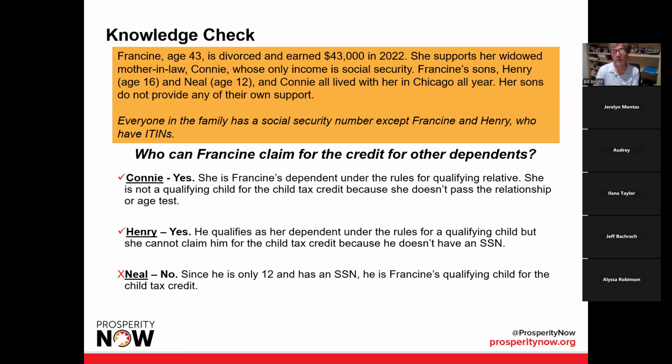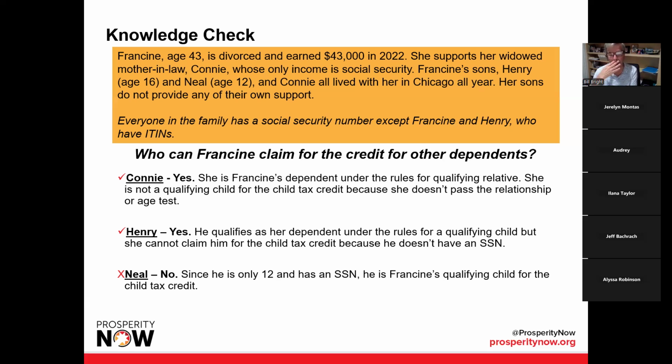Again, Francine is a qualifying relative, so she qualifies. Connie qualifies for Francine because she's a relative. Henry qualifies because he does not have a social, but he's 16. And Neil, no. He's only 12 and has a social, so he would be the qualifying child for the child tax credit.